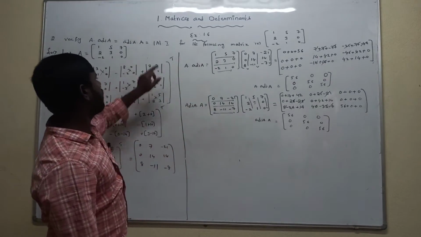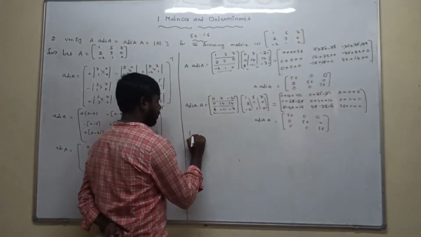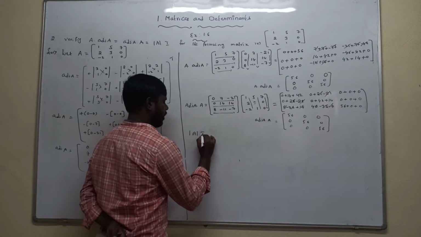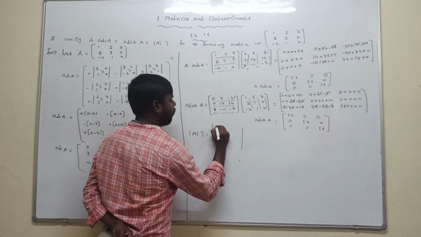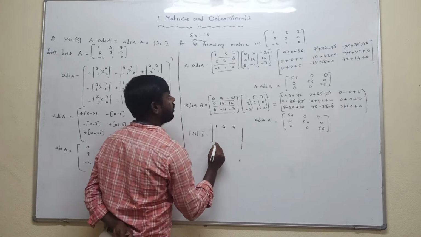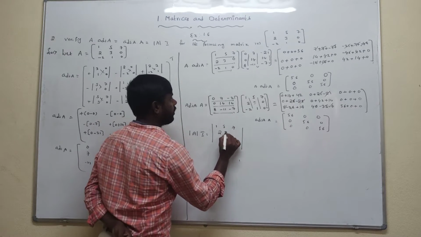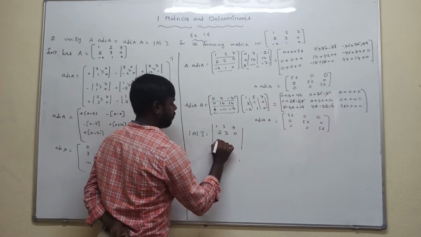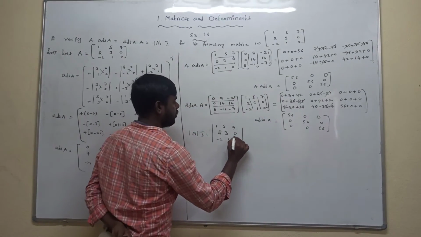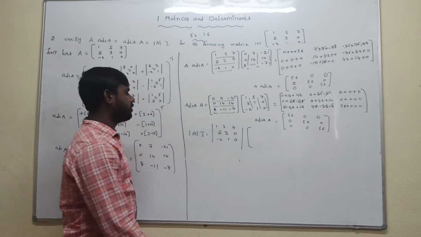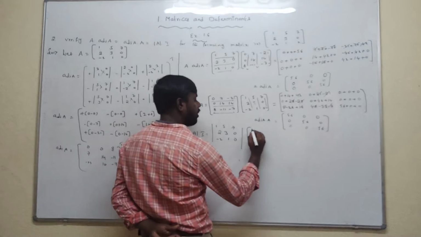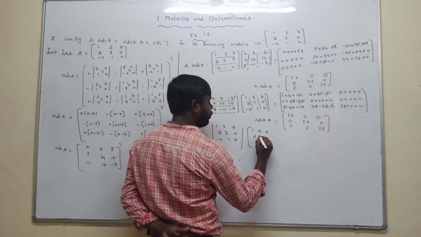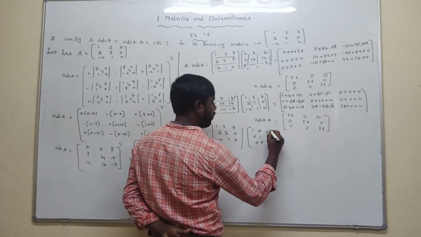So next we need to have a determinant of A into I. So determinant, substitute A matrix elements are 1, 5, 7, 2, 3, 0, minus 2, 1, 0. I is nothing but identity matrix. A matrix is nothing but 3 by 3 matrix. That's why identity matrix also we are taking 3 by 3 matrix: 1, 0, 0, 0, 1, 0, 0, 0, 1.